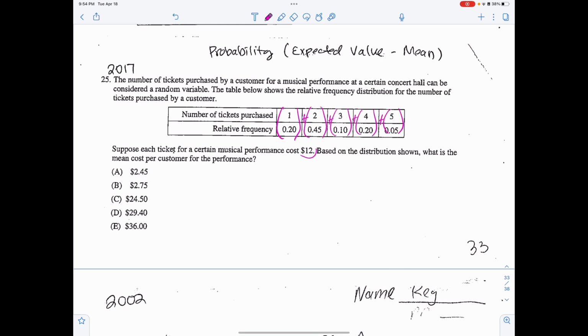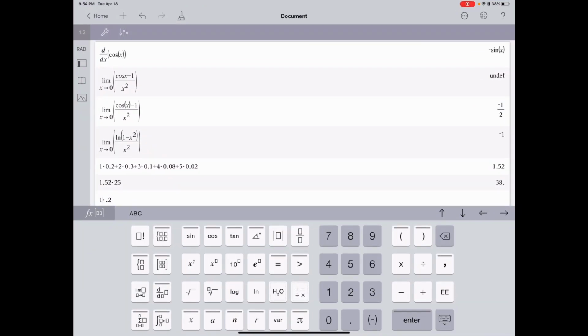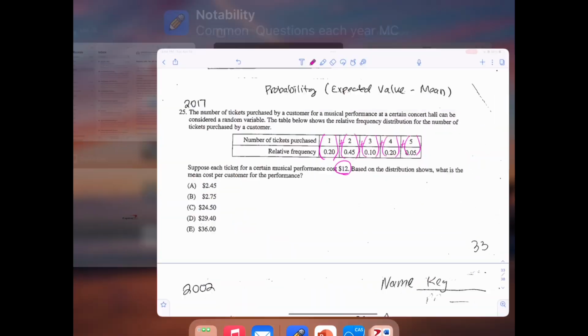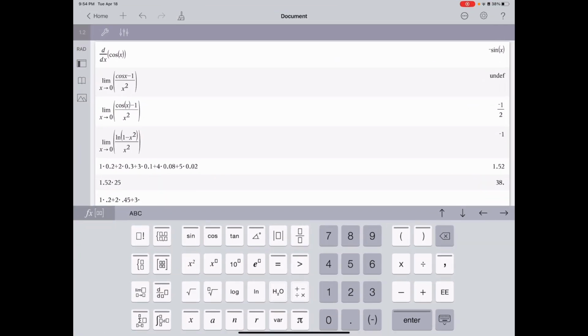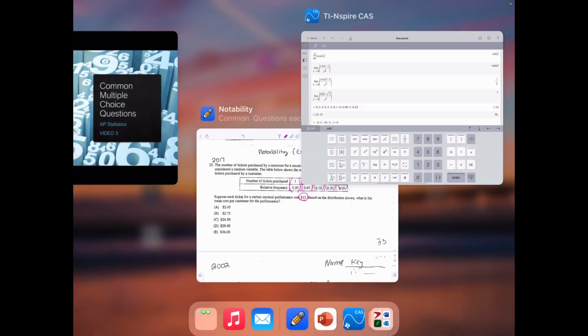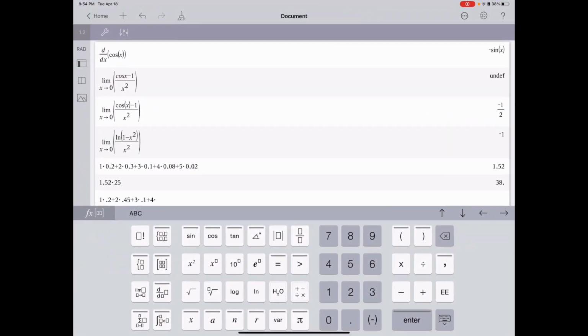Suppose each ticket costs $12. Based on the distribution, what's the mean cost of the show? So you're going to do the same thing. 1 times 0.2 plus 2 times 0.45 plus 3 times 0.1 plus 4 times 0.2 and 5 times 0.05.